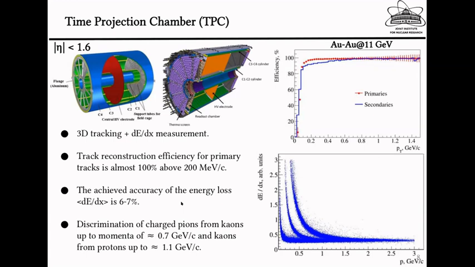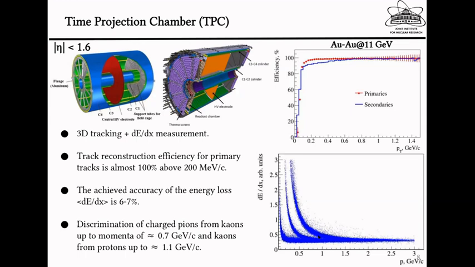Specific energy loss resolution of TPC is expected to be around 6 to 7%. And TPC has the ability to discriminate charged pions from kaons up to momentum of 0.7, and kaons from protons up to 1.1 GeV in linear momentum.